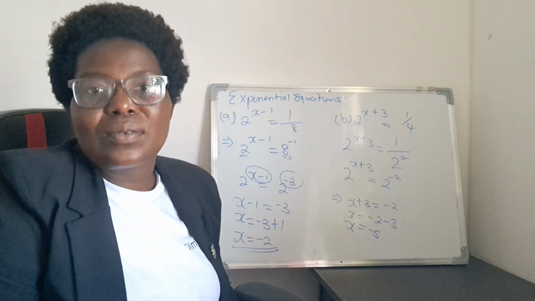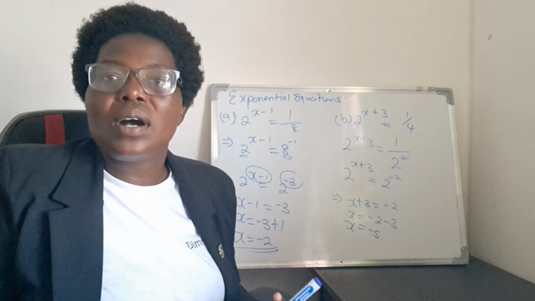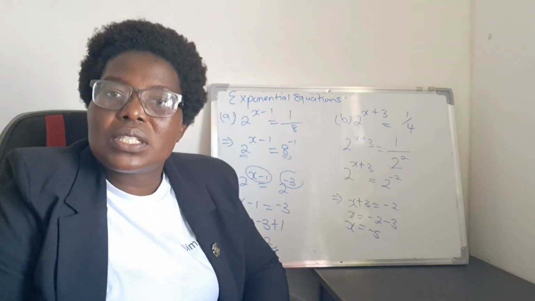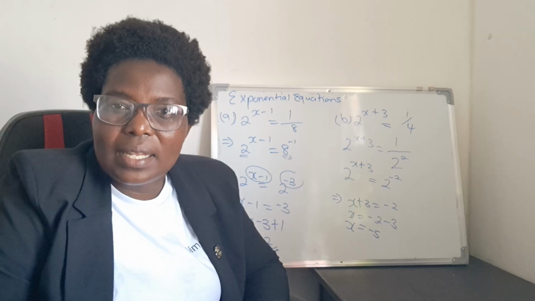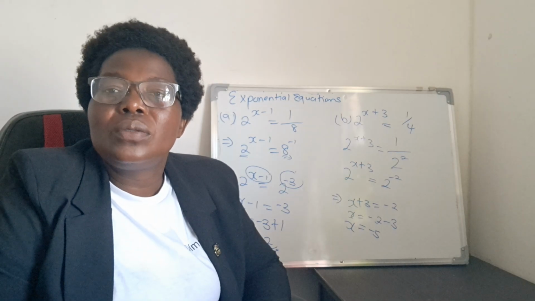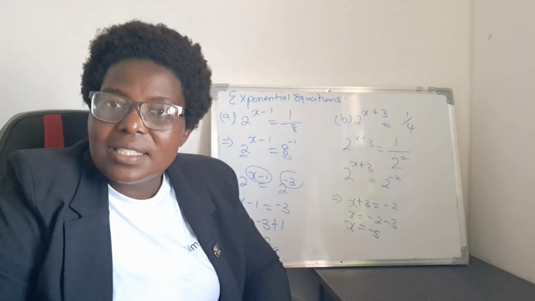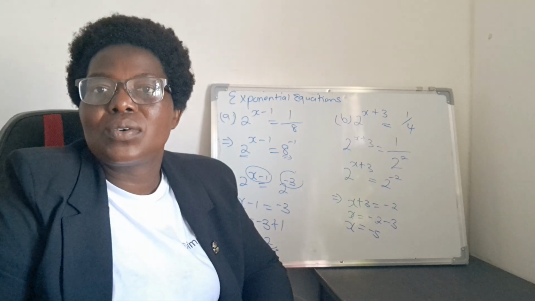All right, so I think we have learned something new. So when you are solving the exponential equation, equate the bases as much as you can. Then you equate the powers. That's it. It's as simple as that.